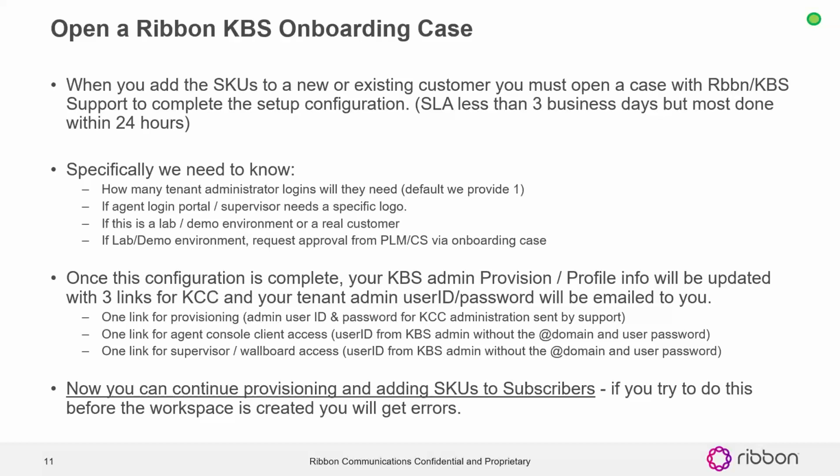As part of that, we will typically need to know how many administrator logins you require for the service. I'm probably getting ahead of myself here, but in order to set up and configure your queues, you have to have a permission known as the tenant admin. By default, we only provide one account. If you need more than one account, then that is something you would include in your initial request.